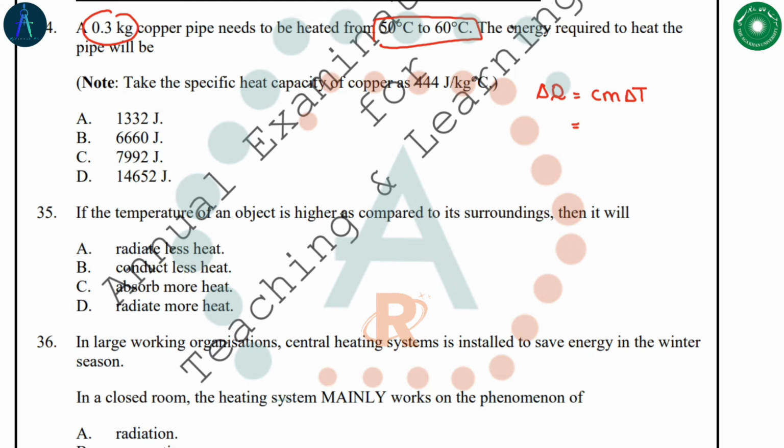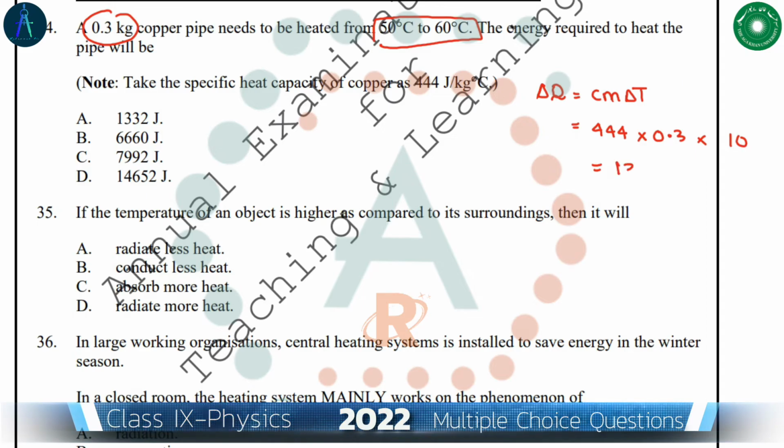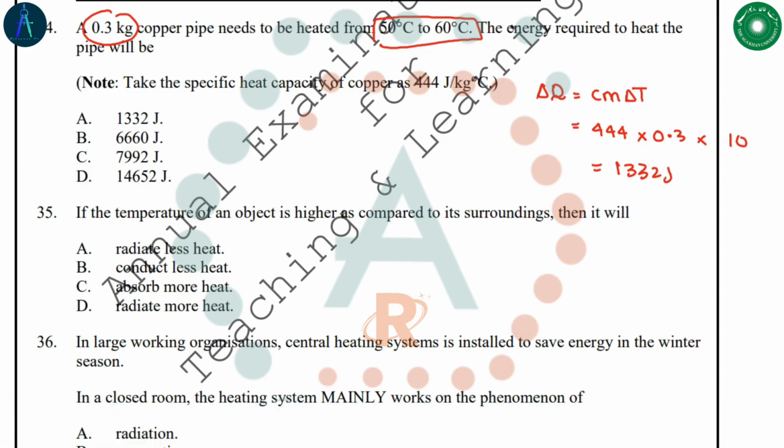So the amount of heat will be equal to specific heat, that is 444, times mass, that is 0.3, times the change in temperature, that is 10. In this way we will get 1332 joules of energy. So for question number 34, option A is our right answer.